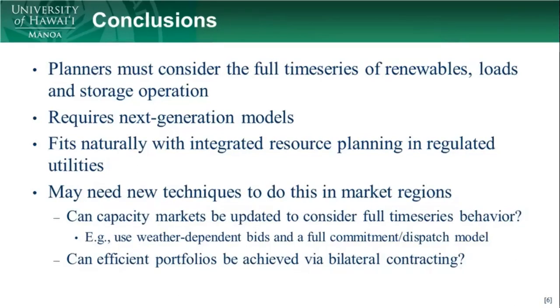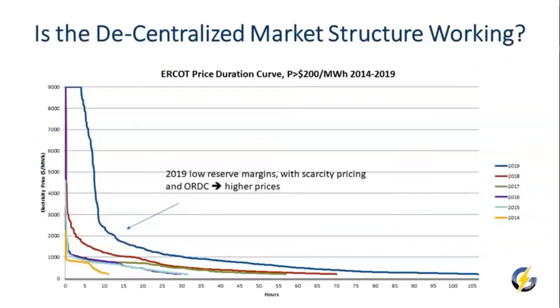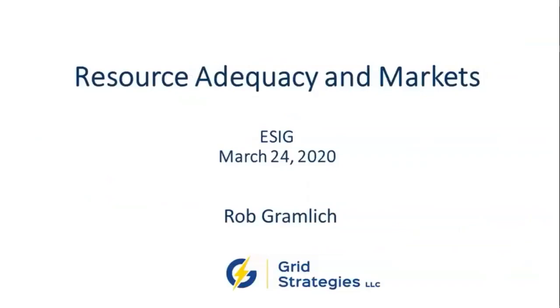Great, well, we're gonna keep moving. Thank you, Matthias, for the great presentation. Interesting results there. So we're gonna move to our last speaker, Rob Gramlich, and he's gonna talk about this idea of bilateral contracts and other possible market mechanisms for ensuring resource adequacy. So a little bit about Rob. He is the founder and president of the Washington, D.C.-based consulting firm Grid Strategies. He previously served as a senior vice president and interim CEO of AWEA, the economic advisor to a FERC chairman, and the senior economist of PJM. So Rob, I'll turn it over to you.